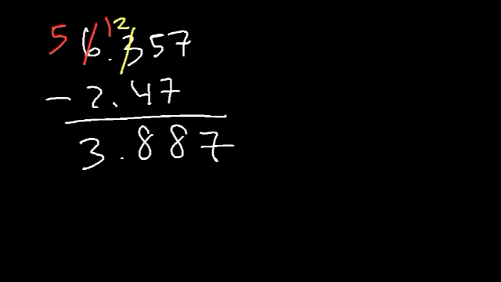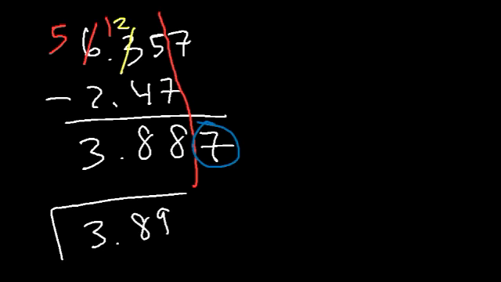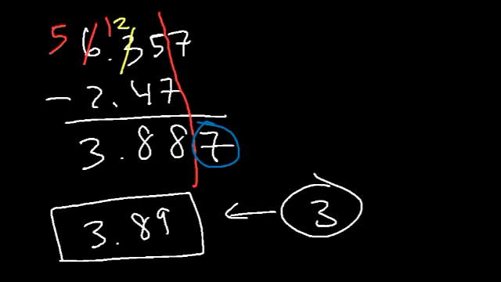So we can confirm that with the calculator. If you type in 6.357 minus 2.47, that's 3.887. Now, where should we round it? We need to draw the line here. And we can see the 7 is greater than 5. So we're going to round it to 3.89. So we have 3 sig figs.